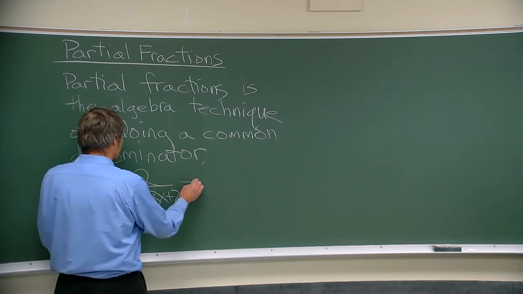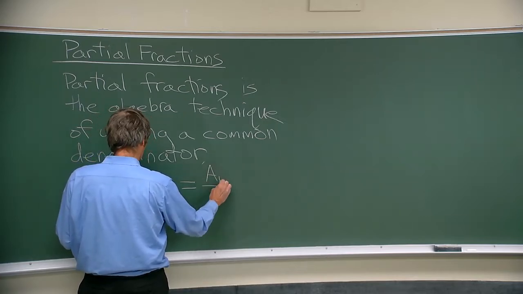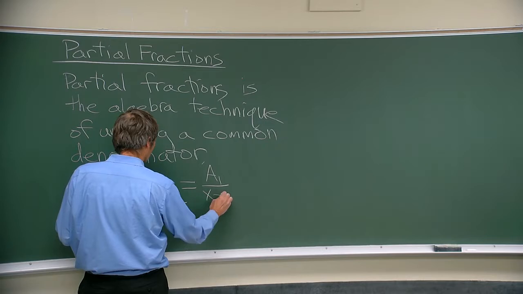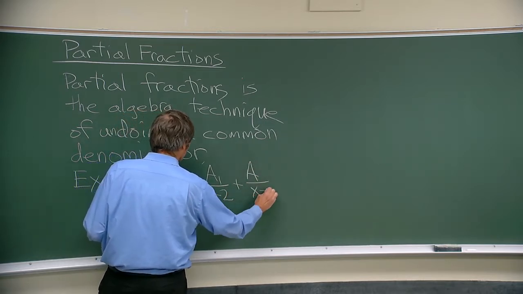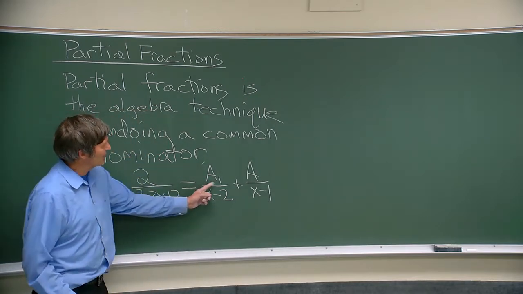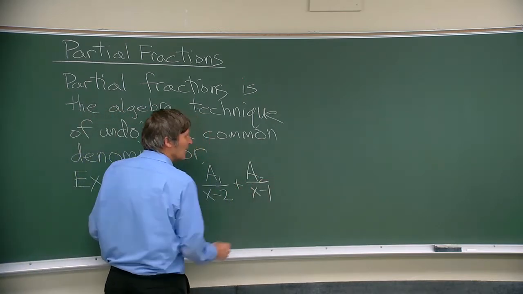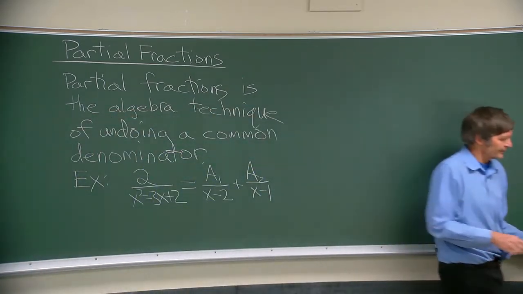But what if I told you it can be rewritten like this? Some number, we don't know what it is yet, over x minus 2, plus some other number over x minus 1. Partial fractions actually says that for some numbers, a1 and a2, we'll have to figure out what they are, this is true.